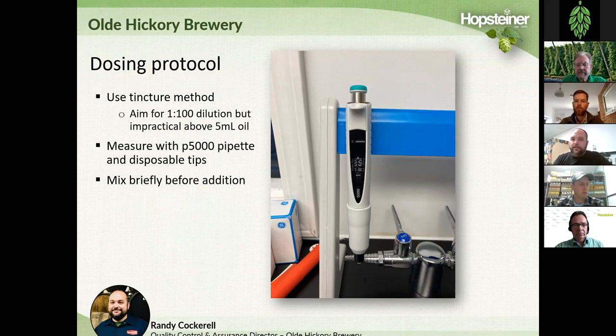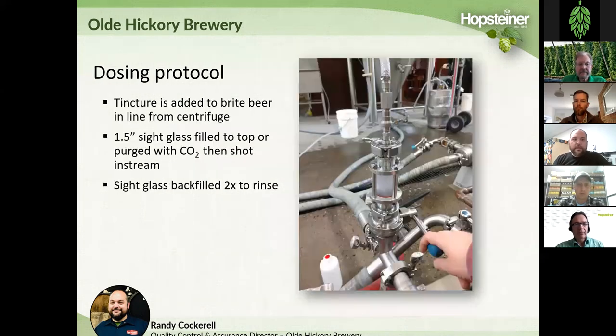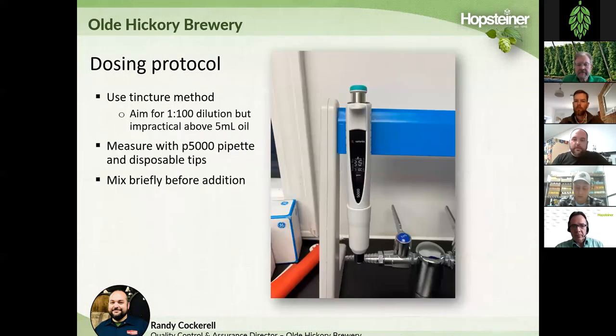Other people use serological type pipettes of 1 to 5 mils capacity with great success. But I found personally that I like the accuracy and the precision of the pipette tip. So, we can go back real quick.